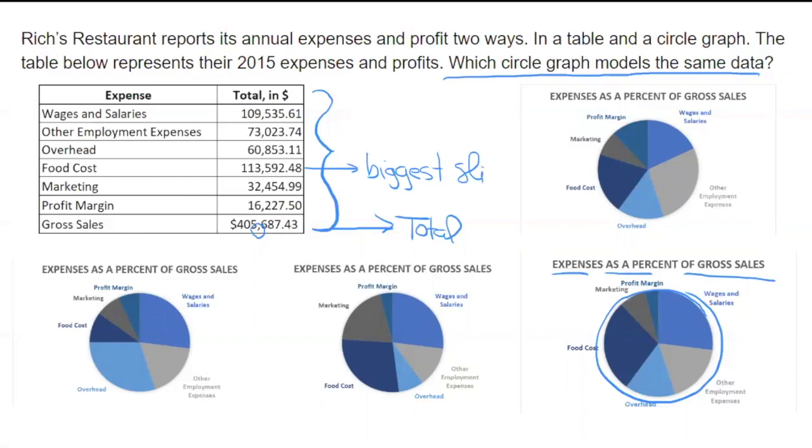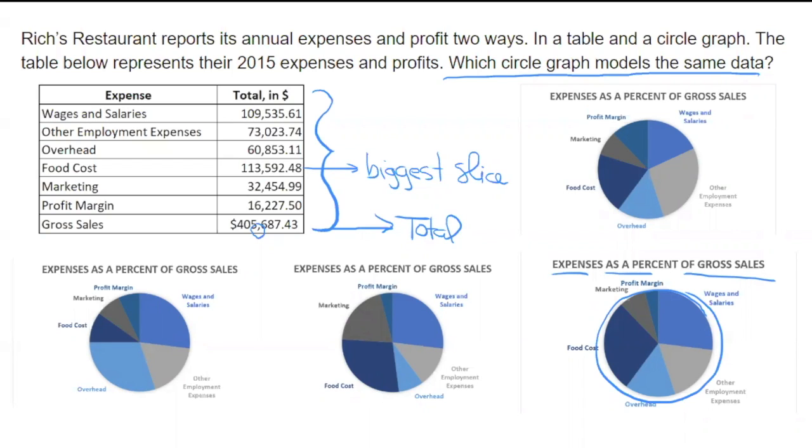So the total wouldn't be included, exactly. Right? The total is the entire graph. It's not a slice. So then let's focus in on what would be the biggest slice of the pie. So the biggest slice then would be our food costs. So yeah, that's a great thing to do. We could cross off any graphs that don't have a big food cost slice, huh?